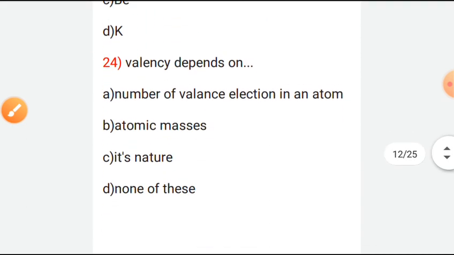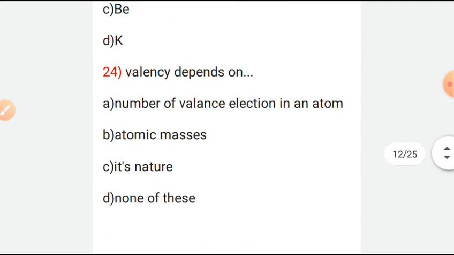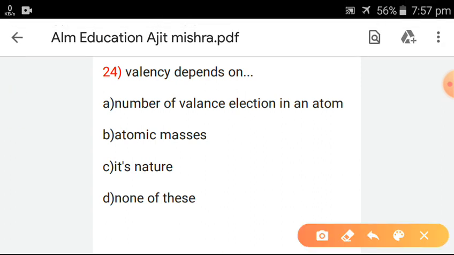Next question, valency depends on option A, the number of valence electrons in an atom, option B, atomic mass, option C, its nature, option D, none of these. Valency depends on. Choose the right answer. Valency depends on the number of valence electrons in an atom. The answer will be option A.